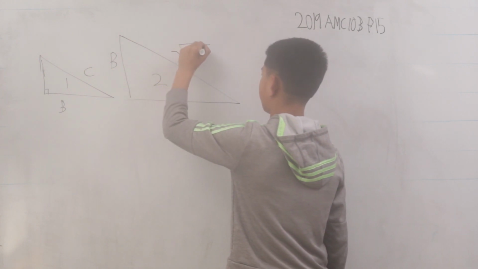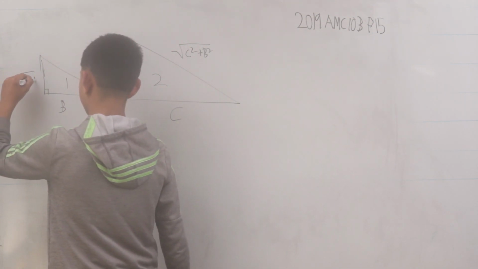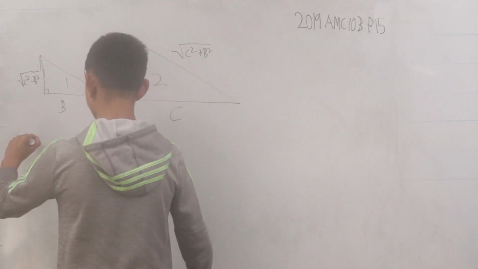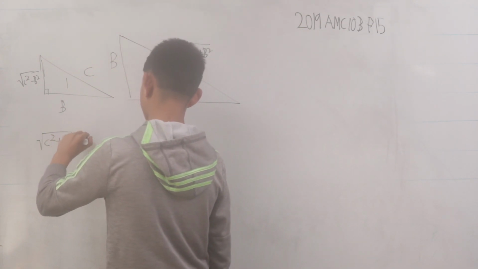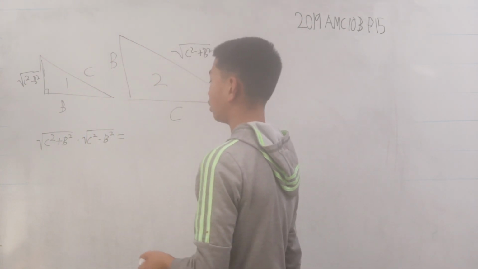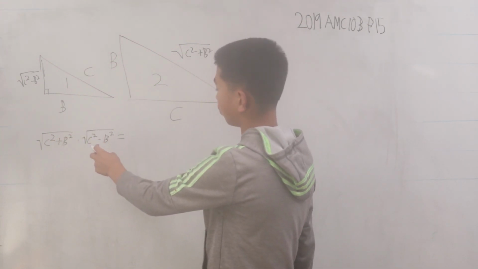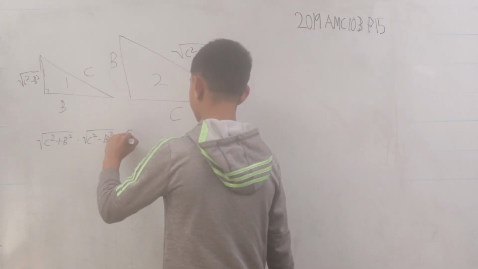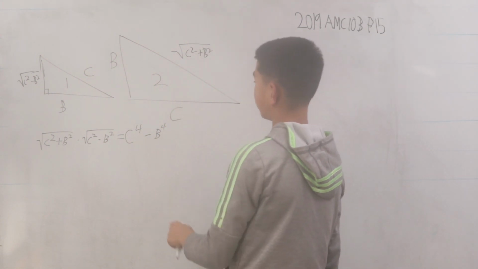This is the square root of C squared plus B squared, and this is the square root of C squared minus B squared. Now the product of these two sides, that's what we want. So this is the square root of C squared plus B squared times the square root of C squared minus B squared, which is equal to, well, these two square roots cancel out. So this is C squared plus B squared times C squared minus B squared. That is defined by the difference of squares formula, which is simply C to the power 4 minus B to the power 4. That's the product that we want.